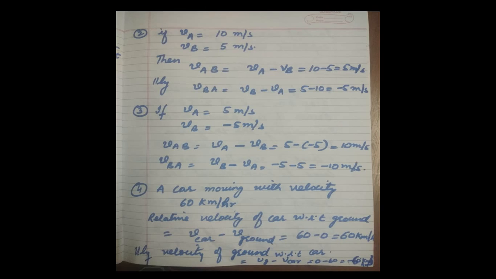Then you can find out the velocity of the ground also with respect to the car. So that would be velocity of ground minus velocity of car, that is 0 minus 60. So the ground will appear to move in the backward direction with the same velocity with which the car is moving, that is 60 km per hour.